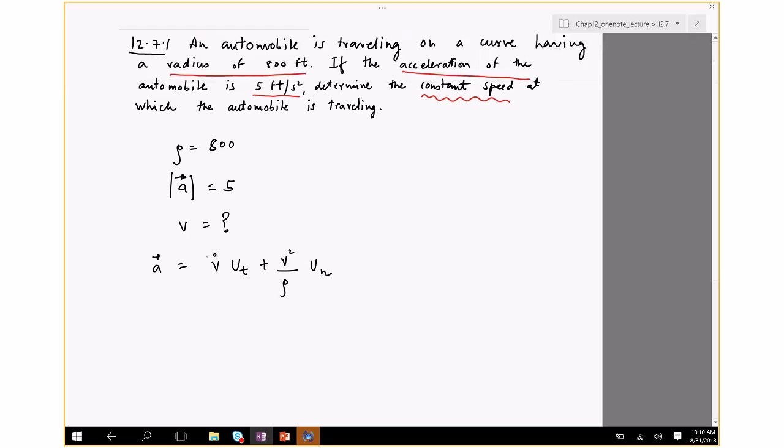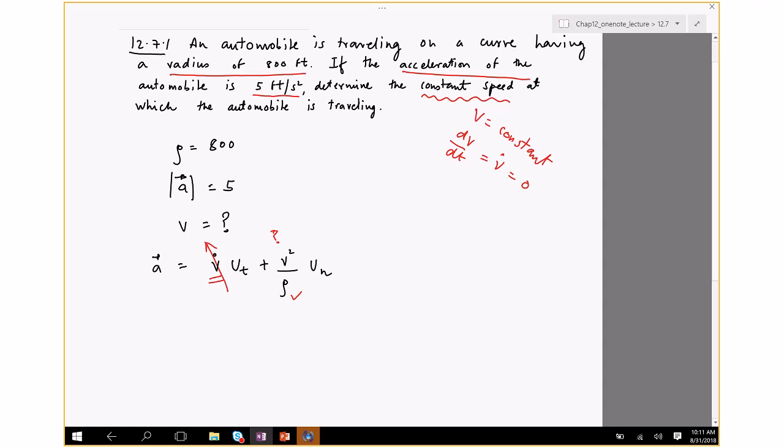Okay, so rho is given, velocity is the unknown. What about v dot? Is it given? It's 0, right? Why is it 0? Well, you're told that the speed is constant. So if you take the derivative of v with respect to time, which is v dot, you'll get 0.